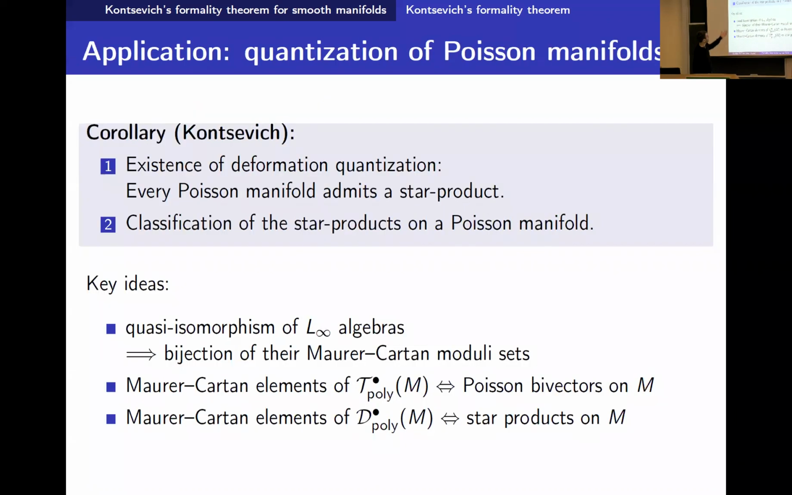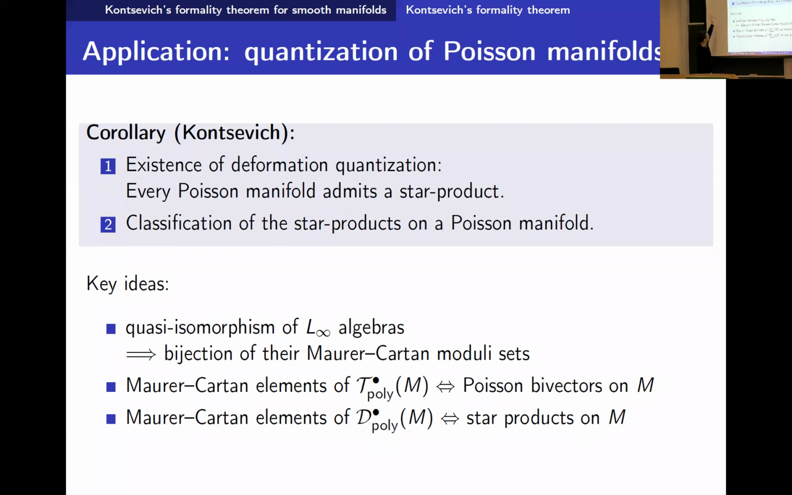And as is well known, Kontsevich used his formality theorem to prove the existence of deformation quantization for any Poisson manifold, right? For any Poisson manifold, there exists a star product quantizing the Poisson bivector on that manifold, and also to classify the star products on the Poisson manifold.